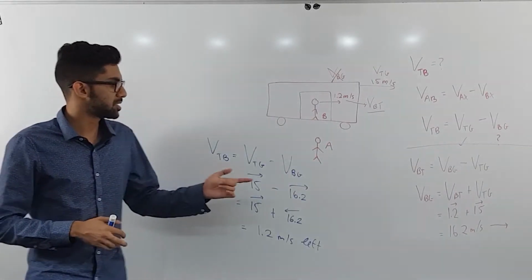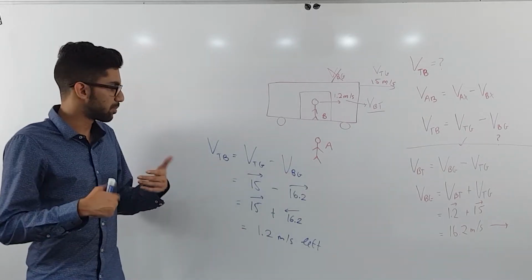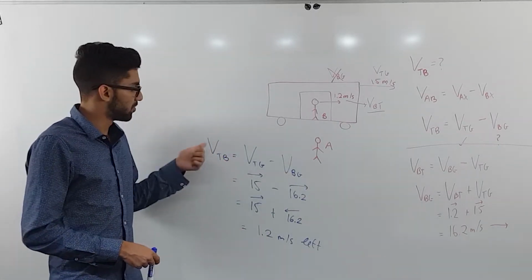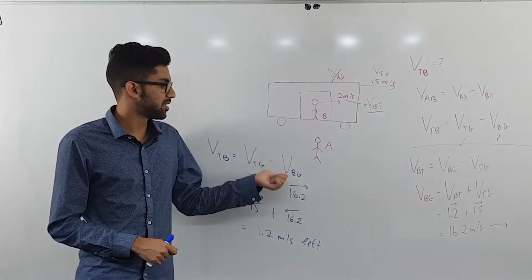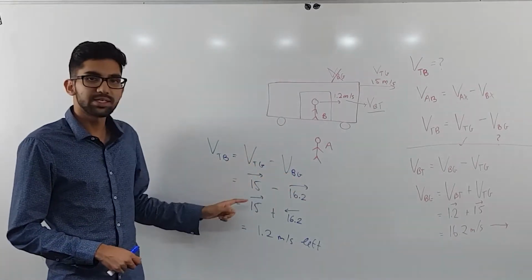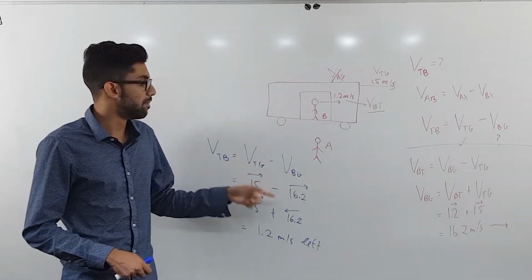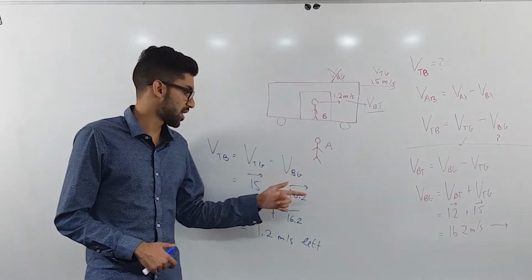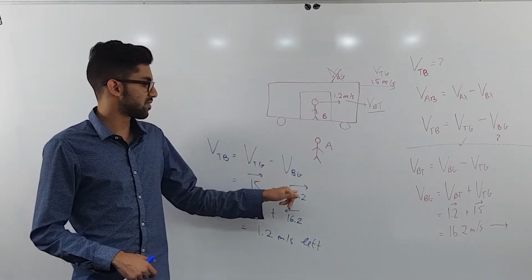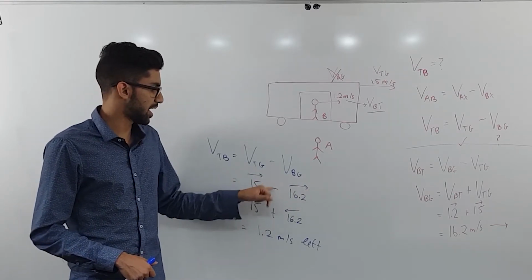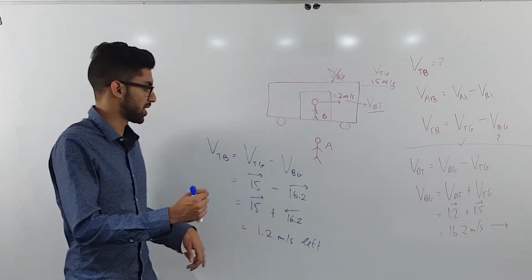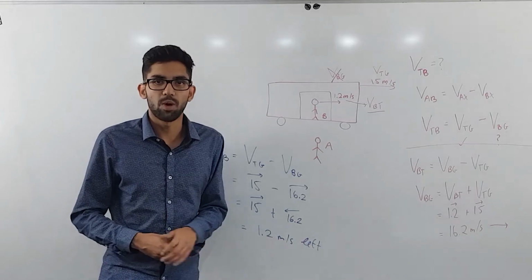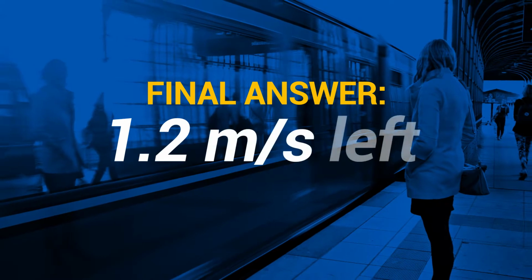So now that we've found the velocity of person B relative to the ground, we can plug it back into our original equation. The velocity of the train relative to person B is equal to the velocity of the train relative to the ground minus the velocity of person B relative to the ground. So we plug these numbers in: 15 meters per second to the right minus 16.2 meters per second to the right. With vector subtraction, all we have to do is flip it around to the other side and change the minus to a plus. We add the 15 to the 16.2 going in the opposite direction, and we end up with 1.2 meters per second to the left. So our answer is 1.2 meters per second to the left.